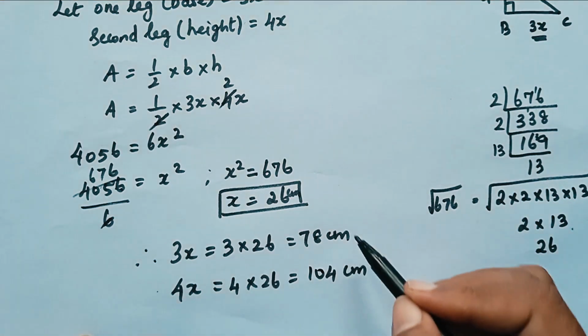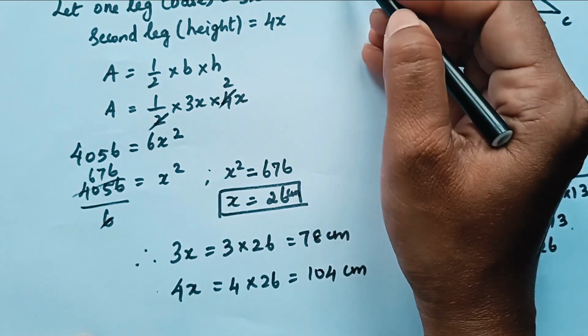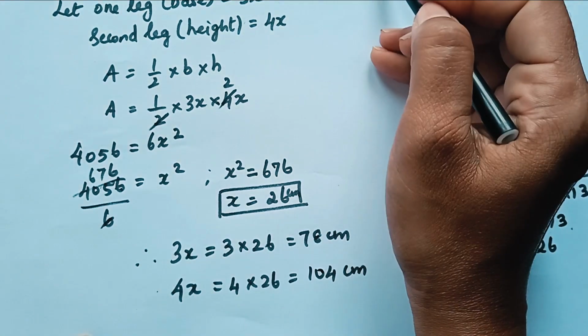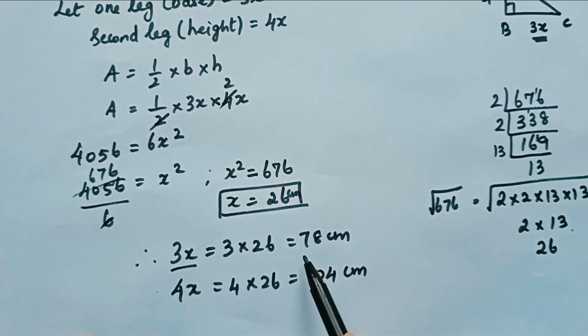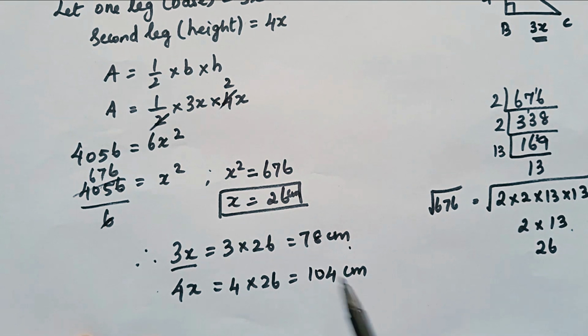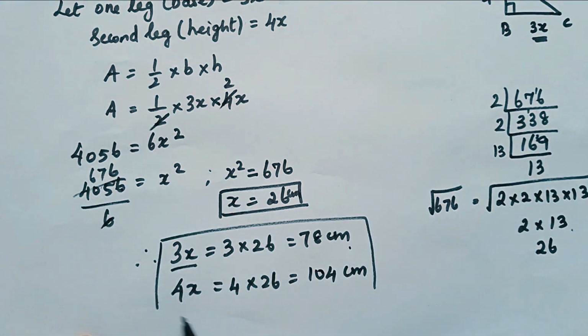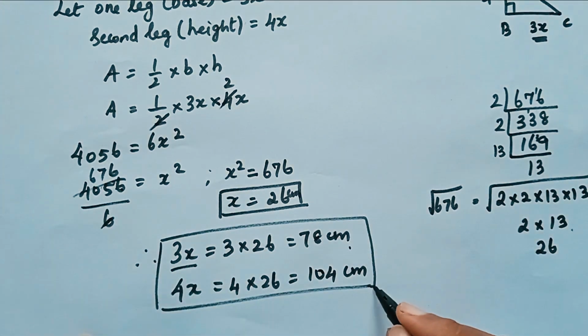So we found the answer for the length of the legs. We need to find the length of the legs. They have given in the ratios of 3x and 4x, so one leg is 78 centimeter and the other leg is 104 centimeter. So this is the answer for the above question.